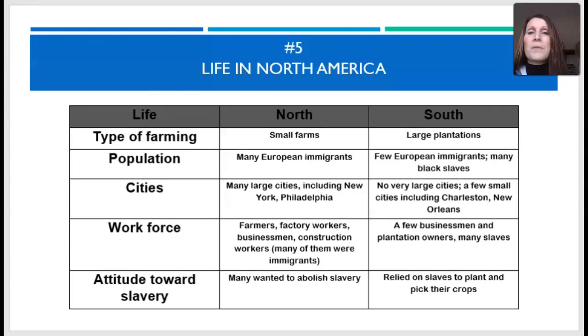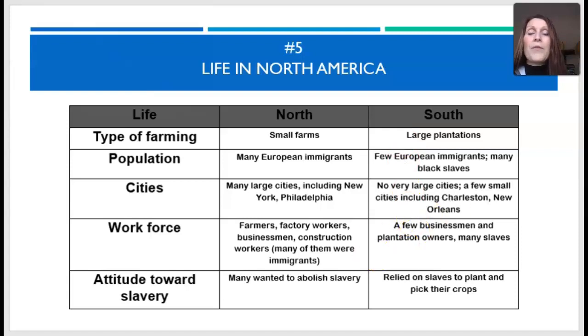Number 5, life in North America. So this is a chart in your student guide. You can go ahead and take a few minutes to fill in this chart. The left-hand side here is all about life in these different areas, life in the North, and then also life in the South.